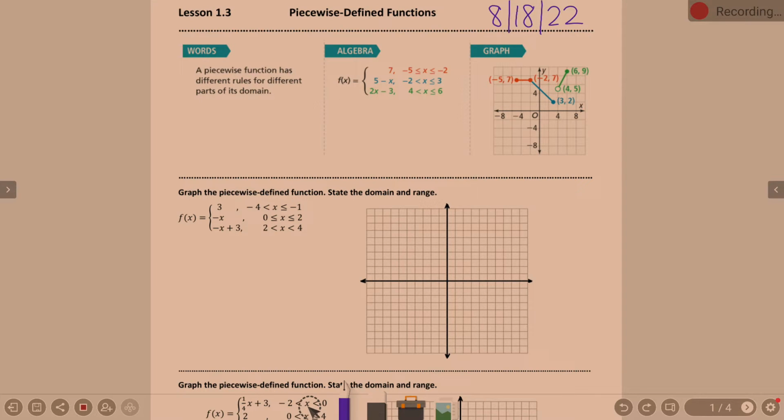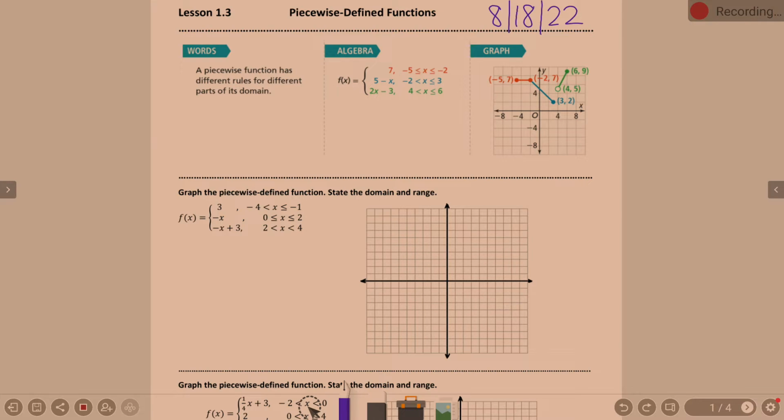Lesson 1.3 is piecewise defined functions. If you want honesty from me, this is newer to the standards. I don't know that I've ever taught a lesson just on piecewise functions. You've probably worked with piecewise functions here and there, but more at the pre-calc and calc level.